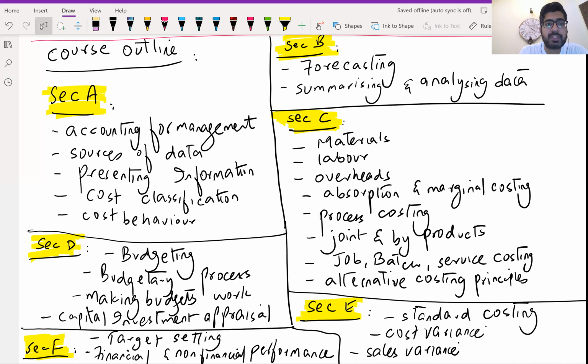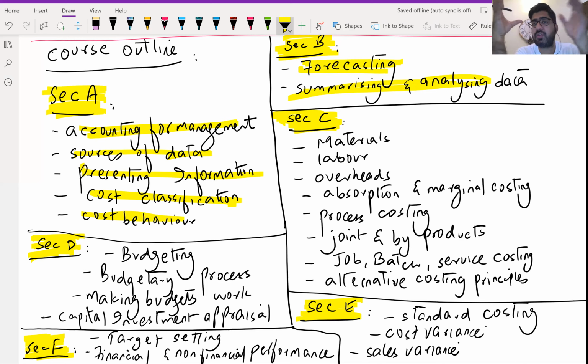which will give you chapters like accounting for management, who is management, what are management, sources of data, how do you capture data, how to present information, cost classification and cost behavior. Section B will teach you how to forecast things, predict things, and summarize and analyze data. Data is something too much, so how to summarize it will be explained by section B.